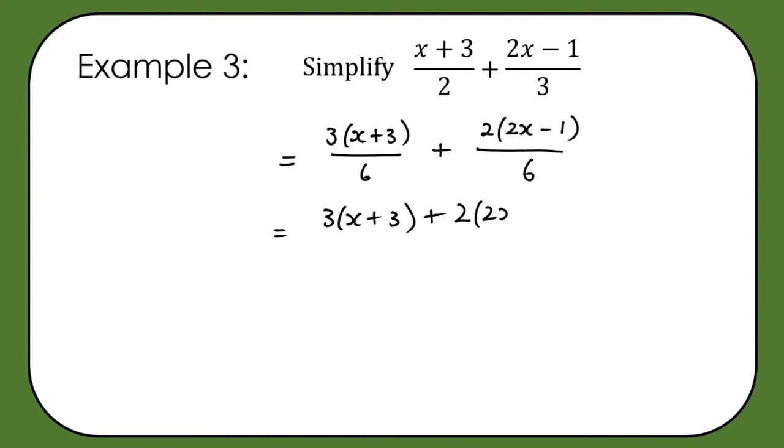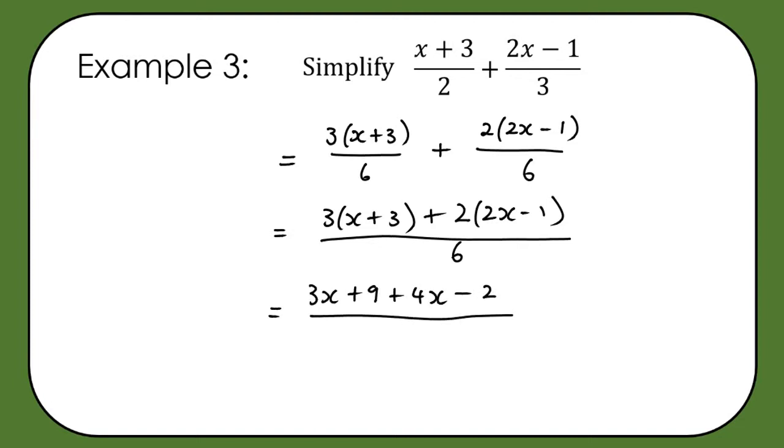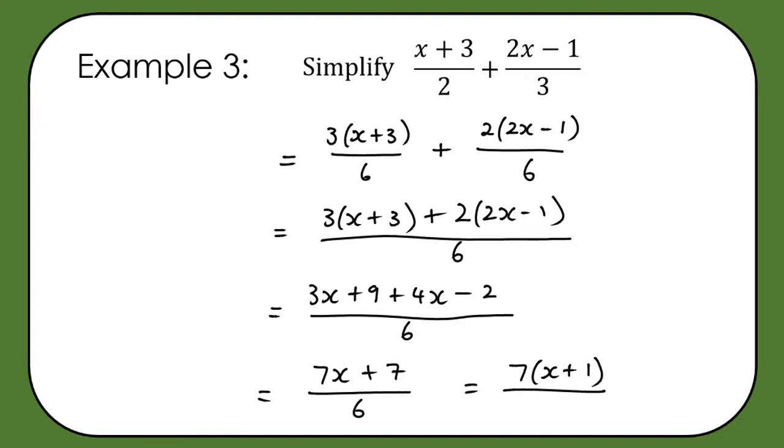So we can add together our numerators now that we have a common denominator, and then we'll look at expanding and simplifying the numerator. So we've got 3x plus 9 plus 4x minus 2 all over 6. So we have 7x plus 7 over 6. Now the numerator does have a common factor of 7, but there's no factors in common with the denominator, so that is a fraction in simplest form.